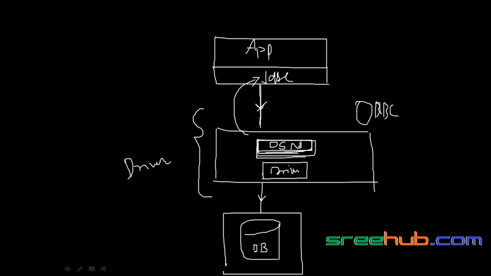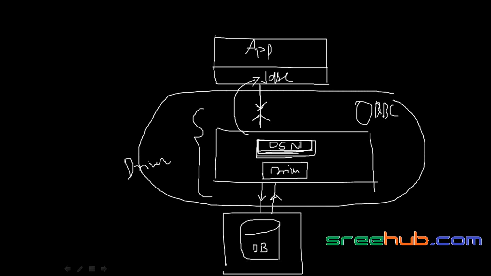it will talk to your database. And whenever there is a response, obviously it will come into the driver, and through DSN it will get back to your application. So this is how the driver works. The intermediate here is your ODBC driver. That's why we call it the JDBC-ODBC driver. Now this ODBC can be used for any database.